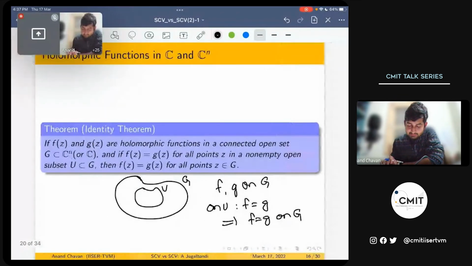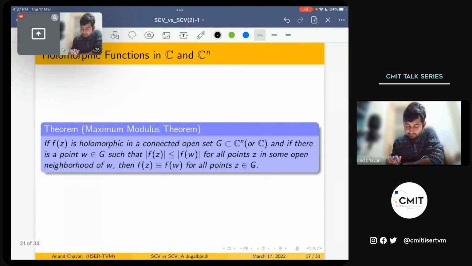Now let's see the second result, the maximum modulus principle. Now, what do we mean by the maximum modulus principle? Theorem. Sometimes it's called principle as well as theorem. So if f of z is holomorphic in a connected open set G, and if there is a point W in G such that the modulus of f of z is less than or equal to the modulus of f of W for all points z in some open neighborhood of W, then f of z equals f of W for all points in G.